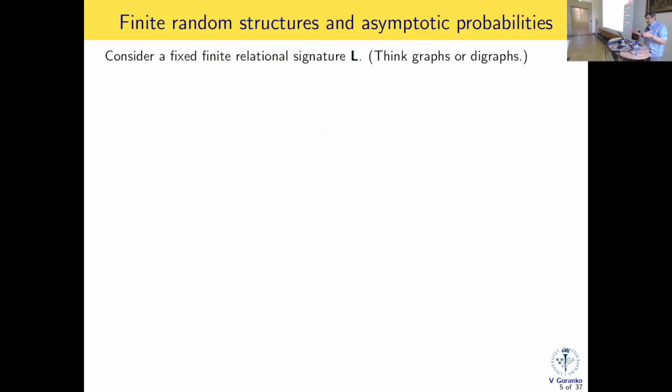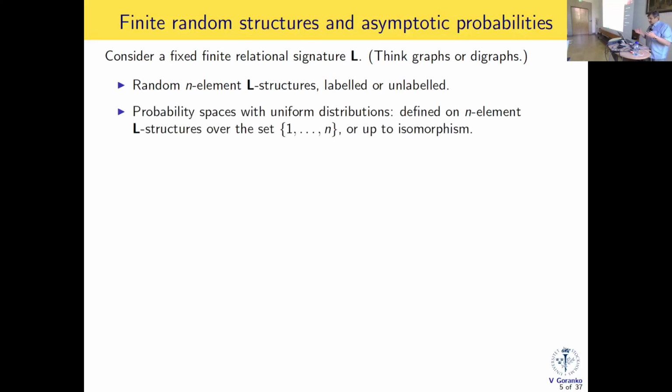Now, consider any fixed finite relational signature. You can think of graphs or directed graphs if you prefer. Then for any natural number n, we can talk about a random n-element structure for this signature. And we can do it in two different ways. One is if we consider the domain of the structure fixed, like the elements are the numbers from 1 to n, and then we define the structure on top. So this will be the labeled version. And the alternative would be to consider the structure up to isomorphism. So that will be the unlabeled version.